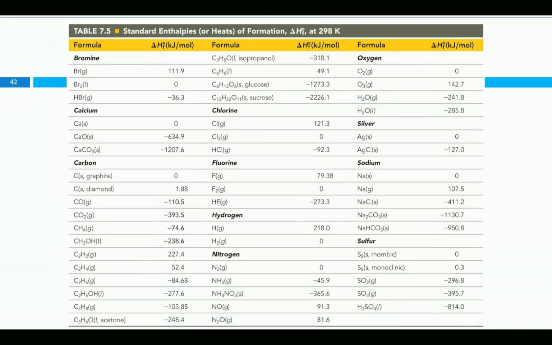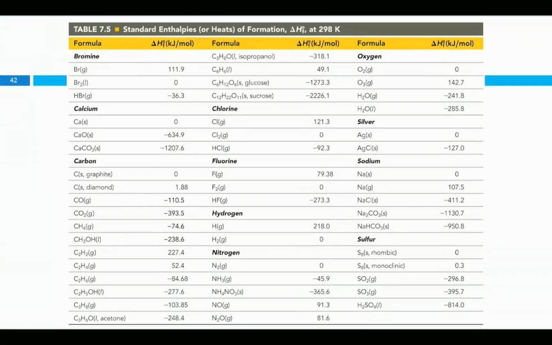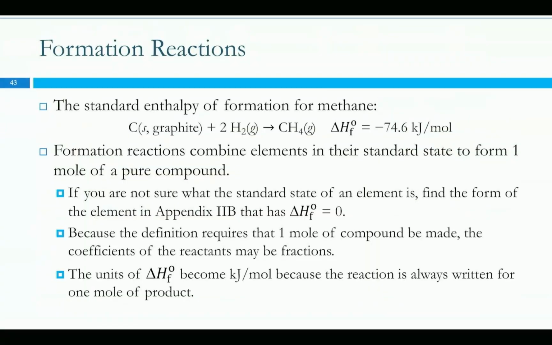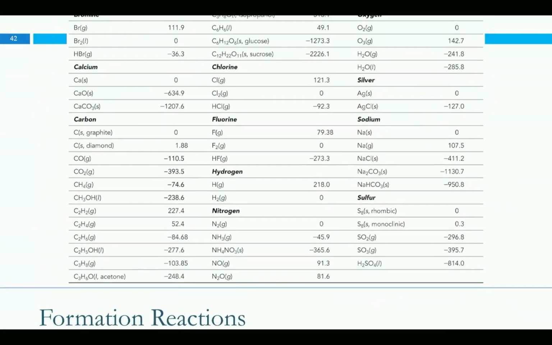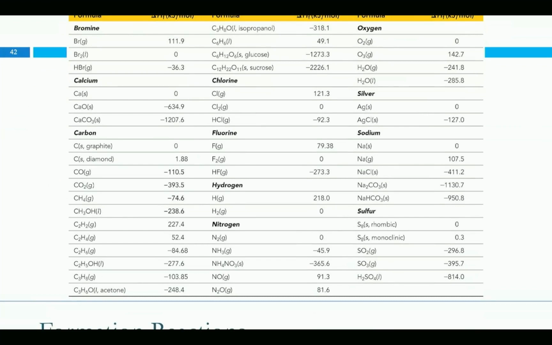So you end up with tables like this. Got a bunch of delta H standard enthalpies of formation for different compounds. And you can look these up. This is a very truncated or shortened table. And for each of these, actually if I go back up here, I think CH4 should be on here. Yeah, so CH4 is over here. That's negative 74.6 kilojoules per mole of methane forming.